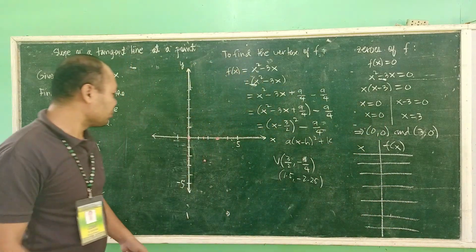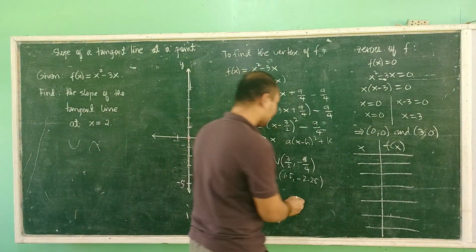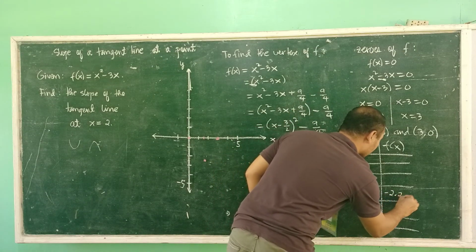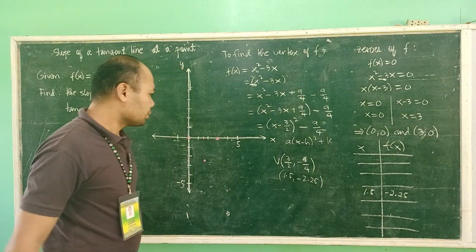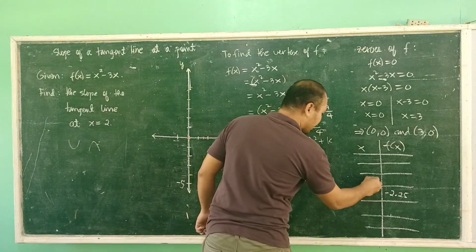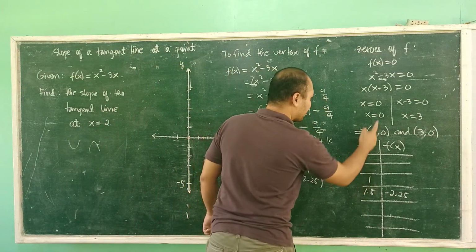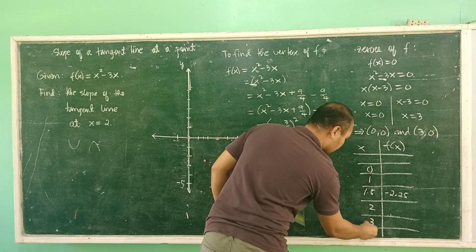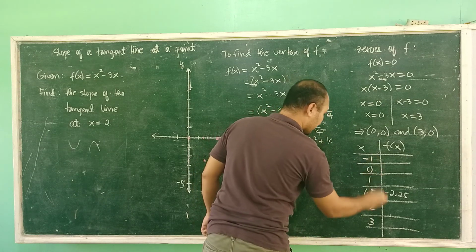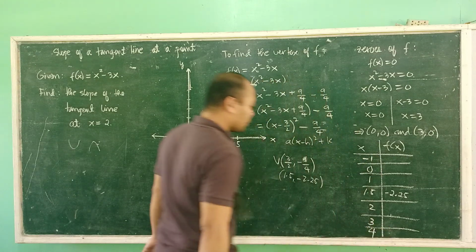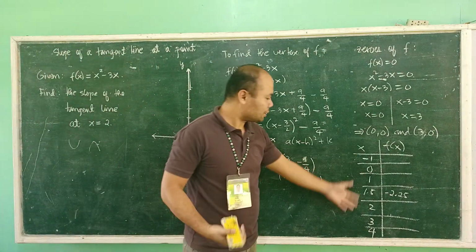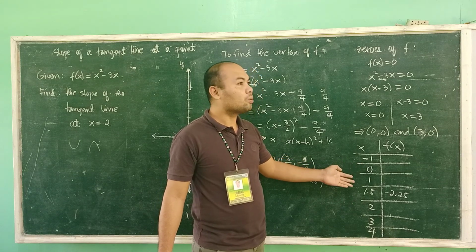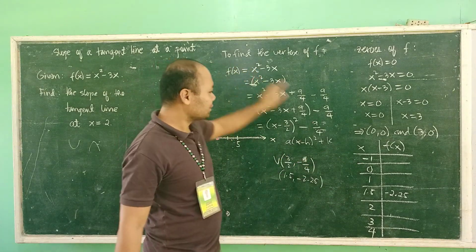So we will first write the vertex at the center. That's 1.5 and negative 2.25. So we can try 1 here, and we need the zeros, where the function is 0. So 0, 1, 1.5, 2, 3, and negative 1, 4. These points will already give us a description of how the graph of x squared minus 3x looks like.